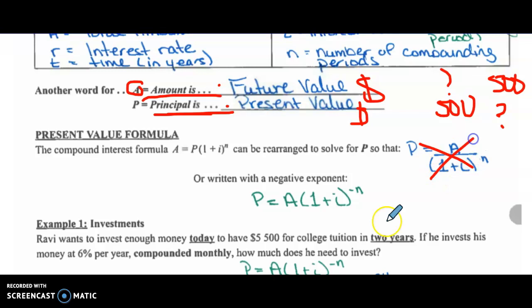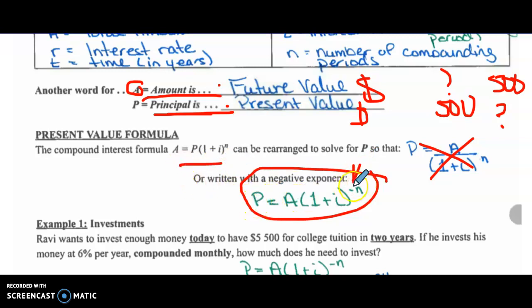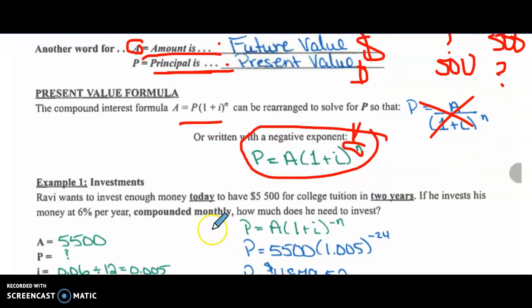There are two different ways to write the equation. I don't like that one; I like this one. Notice it's the exact same as the last equation, except you swap the P for the A and you throw a negative n in here. So when you throw it in your calculator, you just put to the power of whatever negative n equals.